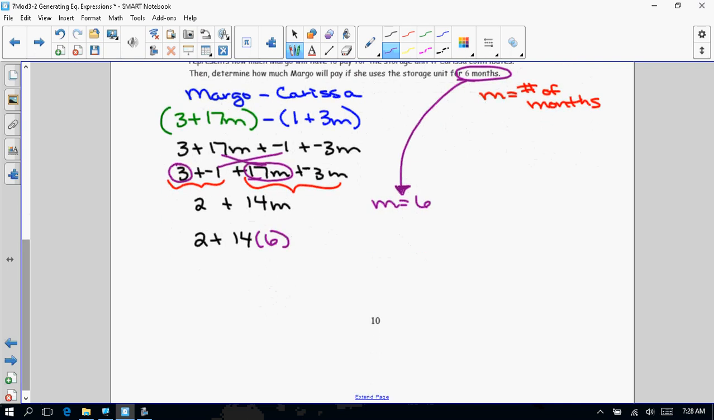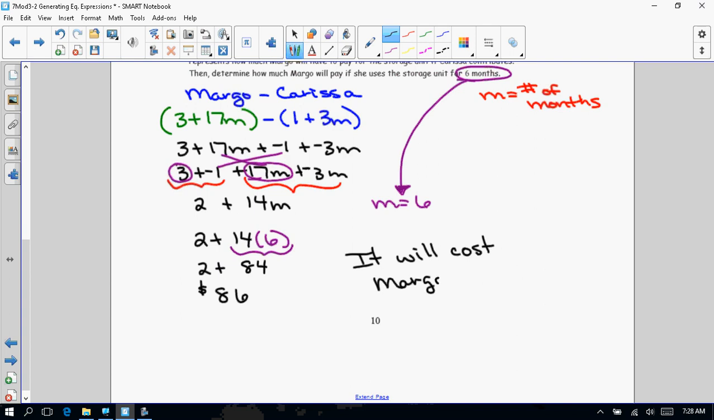All right, so now I've got 2 plus what is 14 times 6, right? 14 times 6, that's 84. And 2 plus 84 is 86. So it's going to cost $86 for Margot, right? Because that's what we want to know. How much will it cost Margot for this? It will cost Margot $86 to rent for 6 months.